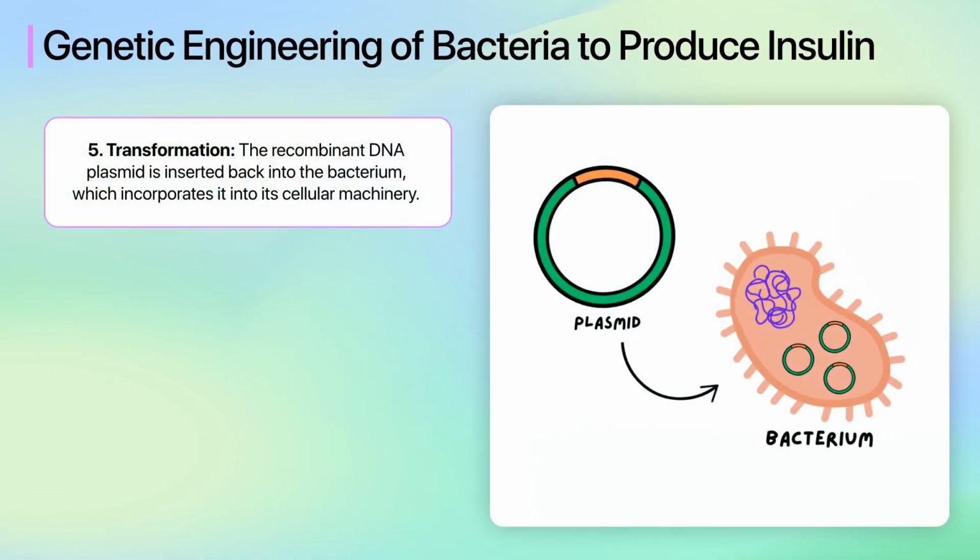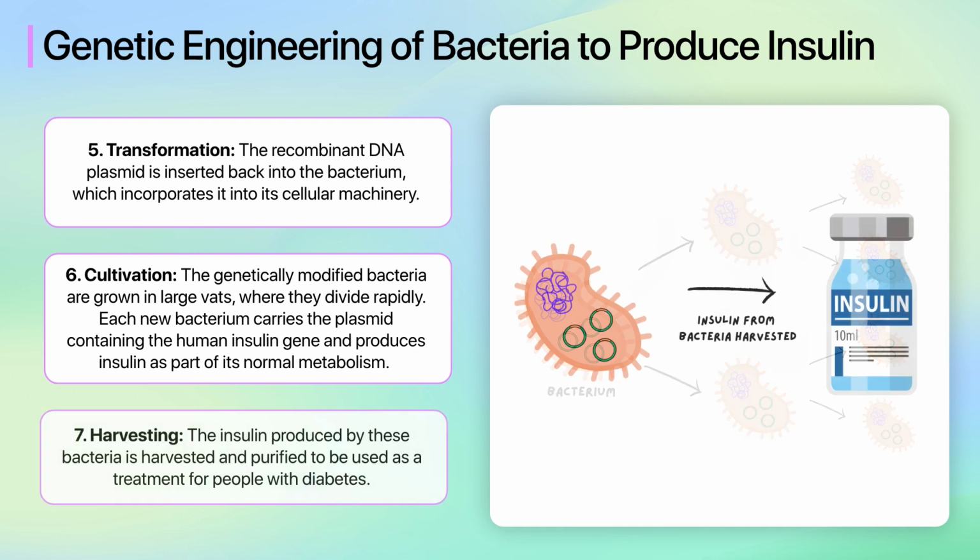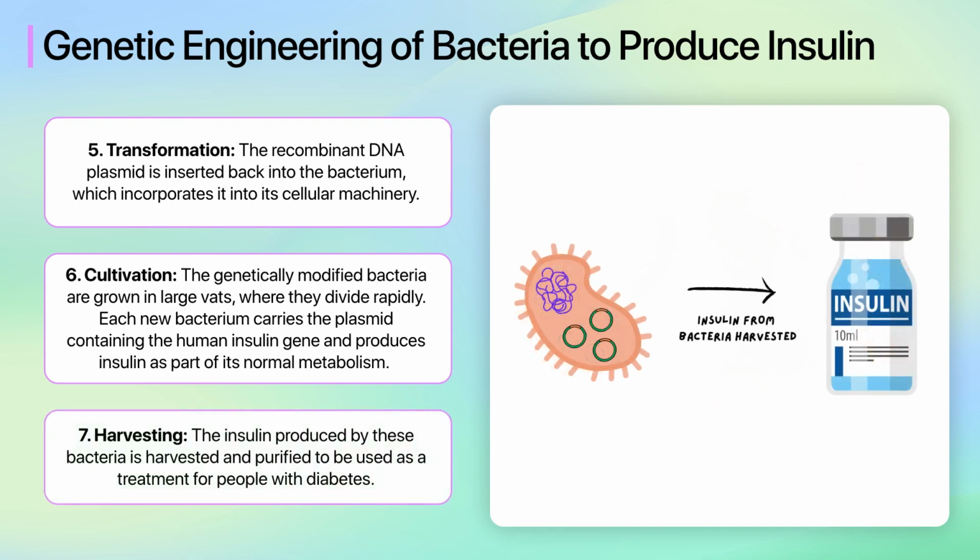The recombinant DNA plasmid is inserted back into the bacterium. The bacterium takes up this modified plasmid and incorporates it into its cellular machinery. The genetically modified bacteria are grown in large vats, where they divide rapidly. Each new bacterium carries the plasmid containing the human insulin gene and produces insulin as part of its normal metabolism. Finally, the insulin produced by these bacteria is harvested and purified to be used as a treatment for people with diabetes. This process has revolutionized diabetes treatment, providing a reliable and consistent source of human insulin.